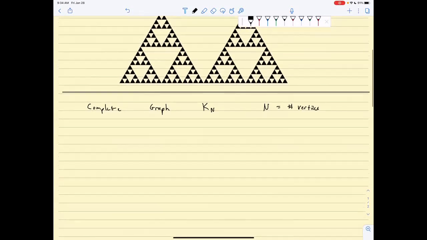Don't get used to it. Come on. All right, n is the number of vertices.